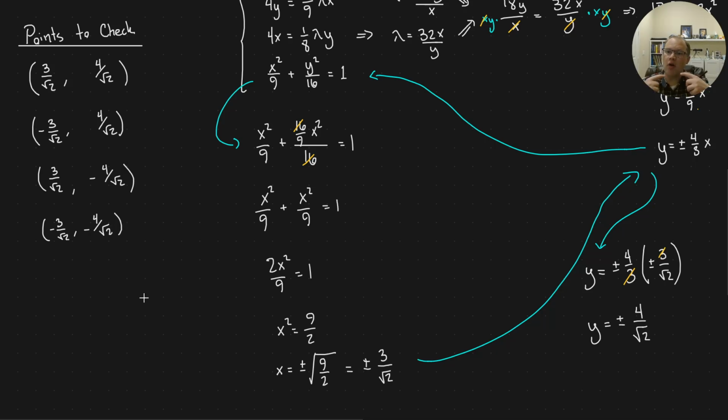Notice I'm looking at all the combinations of x and y's that might work here. The x could be positive or negative. The y could be positive or negative. But they don't necessarily have to be positive or negative at the same time. So they could both be positive. The x could be positive, the x could be negative, the y could be positive. The x could be positive, the y could be negative. Or they could both be negative. I need to make sure I consider all possibilities.